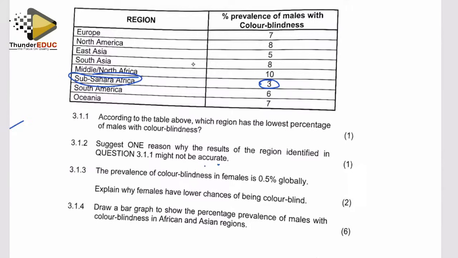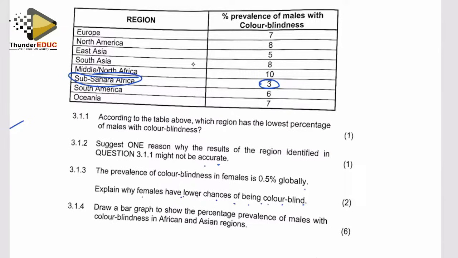The prevalence of color blindness in the female is 0.5 globally. Explain why females have a lower chance of being colorblind. So this one is what I explained, that females are less likely to be affected by hemophilia. This is a sex-linked character.